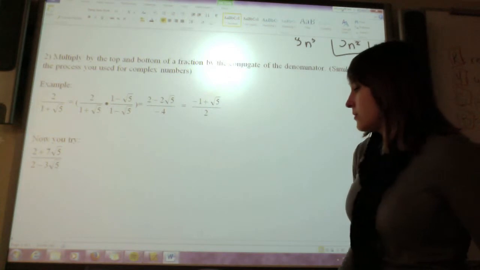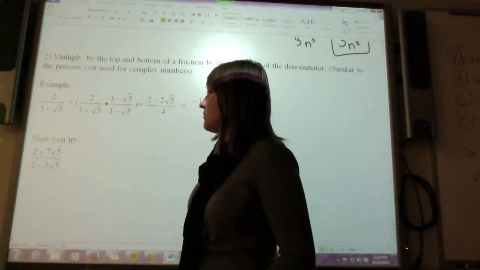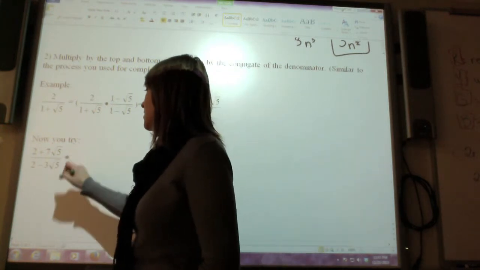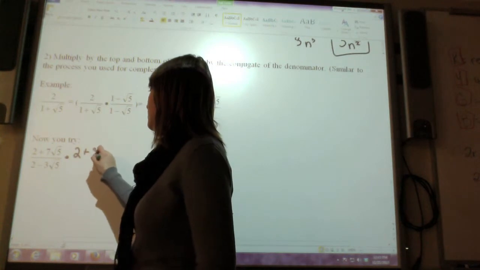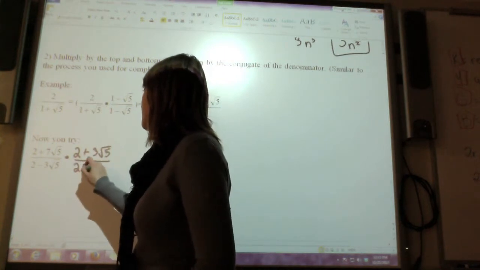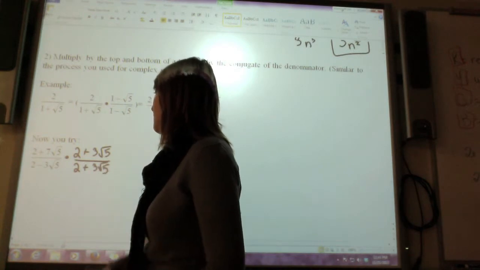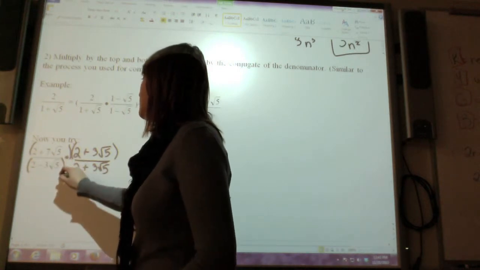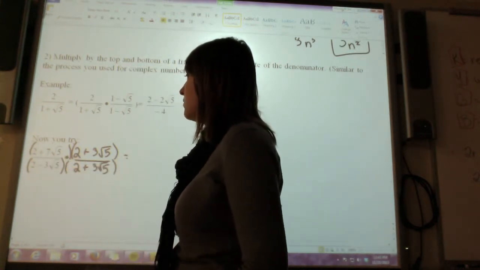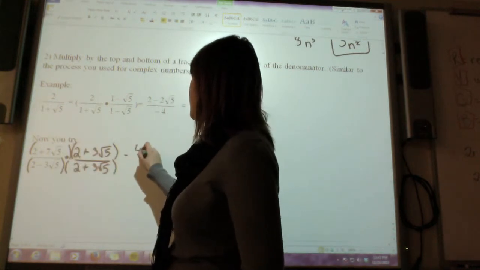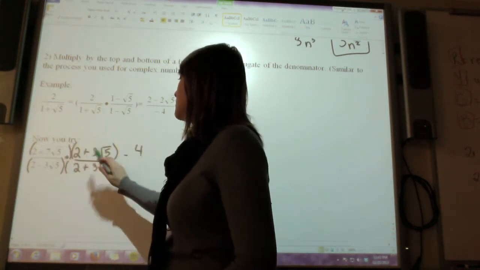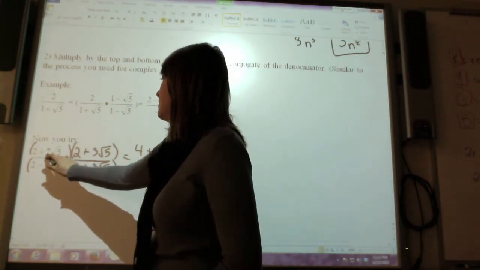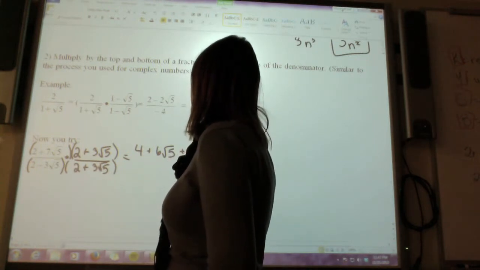Okay, now if I'm going to go through and do the next example, I've got 2 plus 7 square root of 5 over 2 minus 3 square root of 5. I have to multiply by the conjugate of the denominator, so that would be 2 plus 3 square root of 5 over 2 plus 3 square root of 5. Okay, now remember, you have to FOIL with these. So be careful when you're going through. So if I do 2 times 2, that gives me 4. I do 2 times 3 square root of 5, that gives me 6 square root of 5. If I do 7 square root of 5 times 2, that gives me 14 square root of 5.